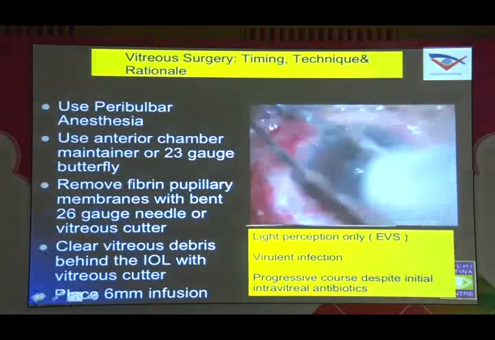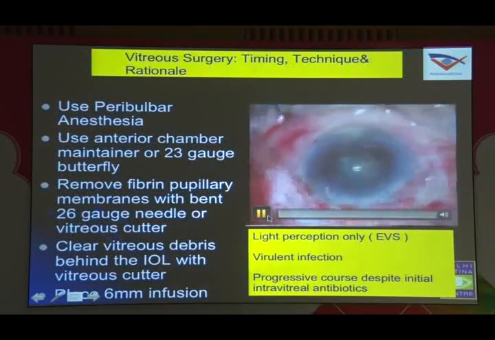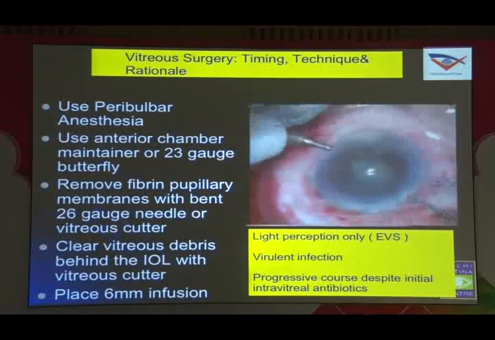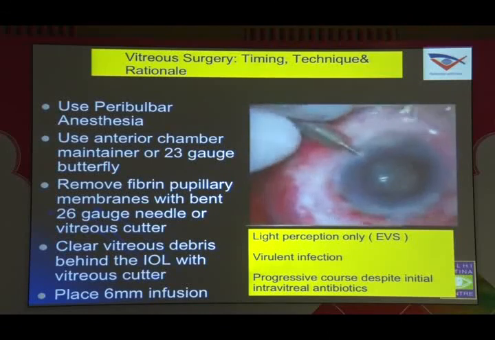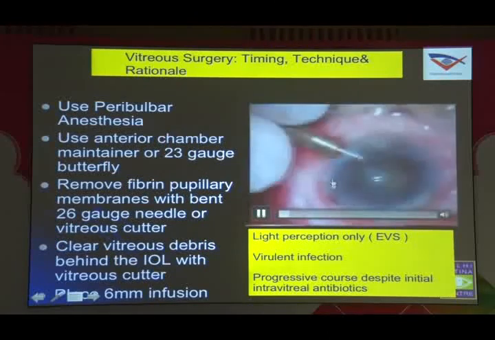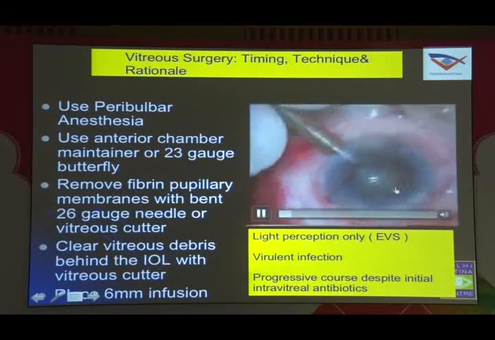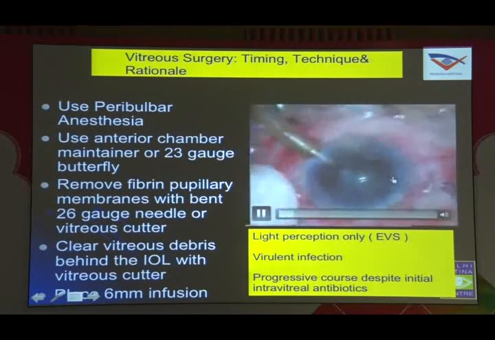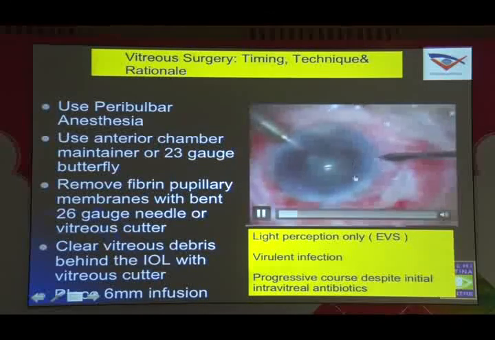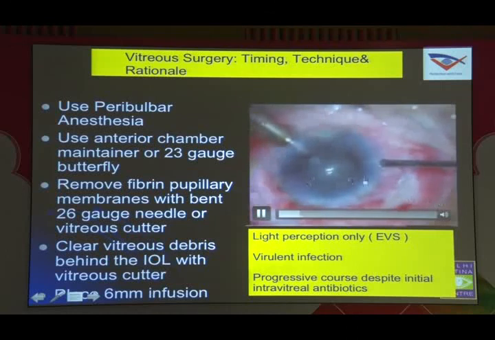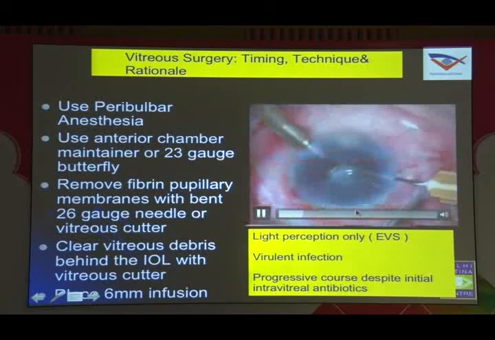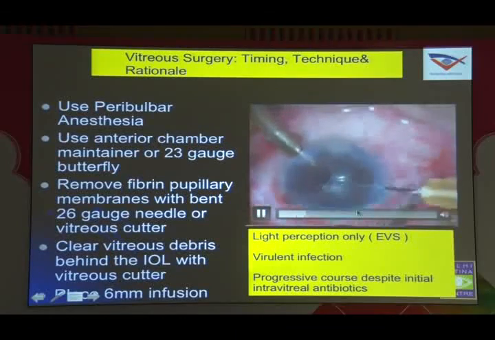So this is a small video which, while it is running, I'll show you. We should use peribulbar anesthesia and an anterior chamber maintainer, a 23 gauge maintainer, so that you can clear off all the membranes in the AC. This is actually an older video. You can see here we're entering with the MVR blade. We remove the membrane from the AC. Once the AC membrane is removed, one is able to visualize inside.